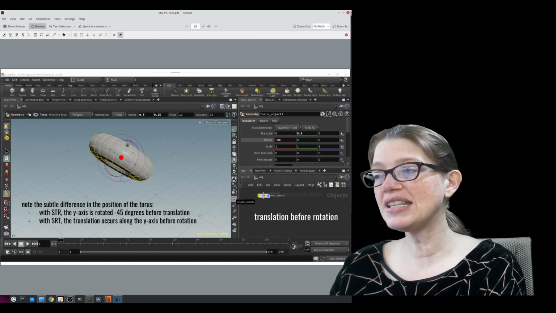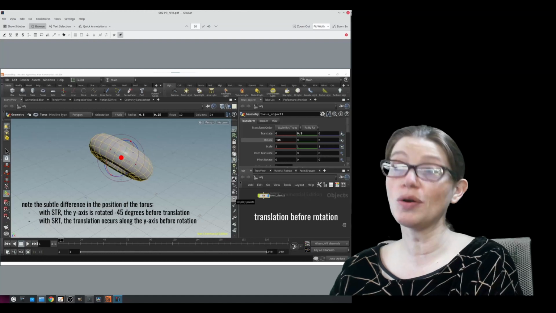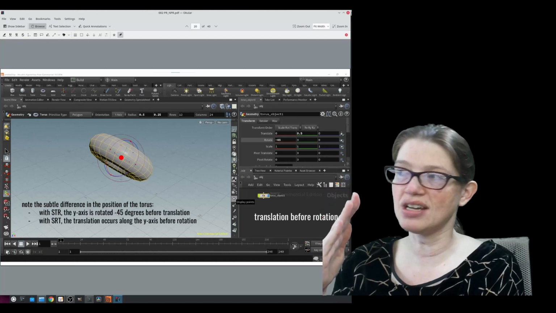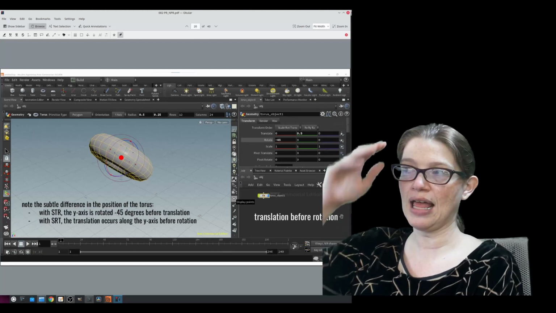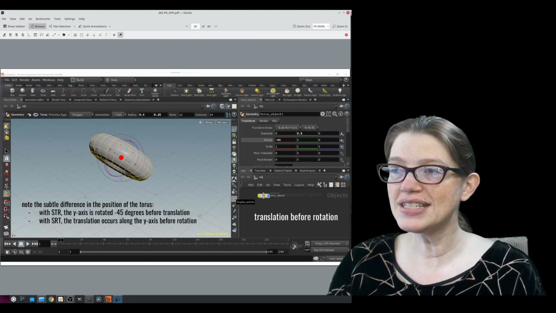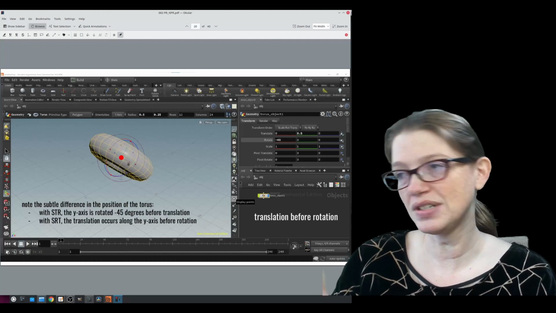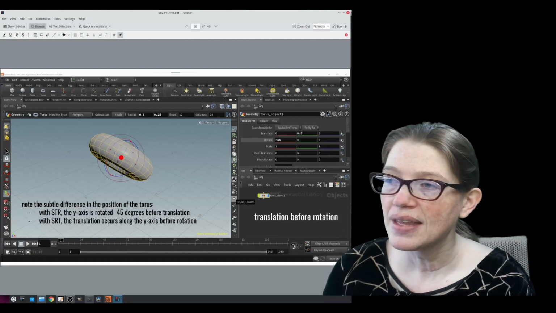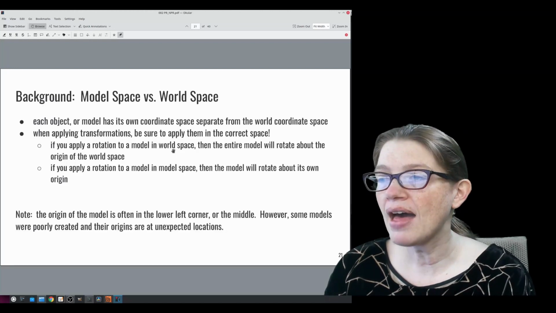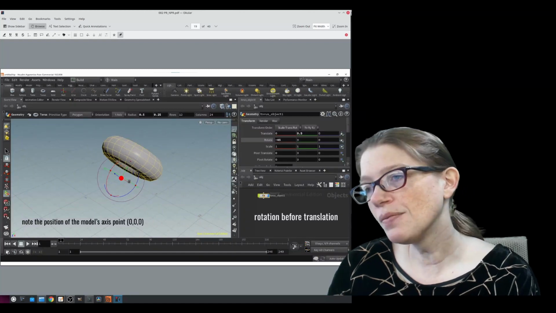So if I did the translation before rotation, you'll see that I rotated the object and then translated it, and then I rotated it. So you can see here that the object is rotated and moved straight up. So there's the center there. So just going back, wrong direction.